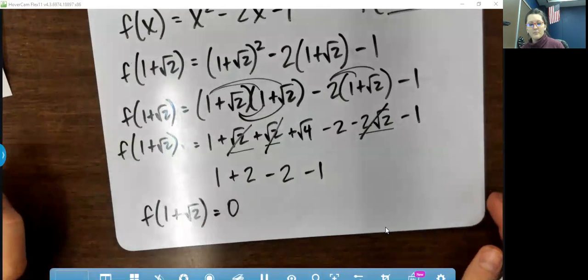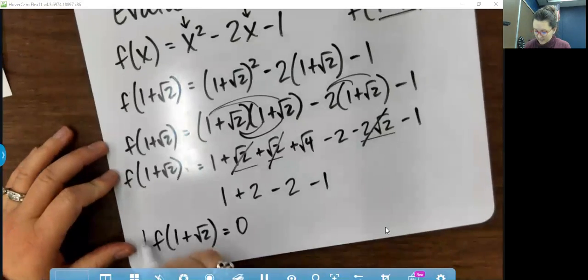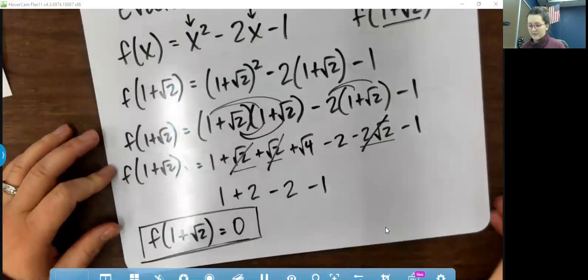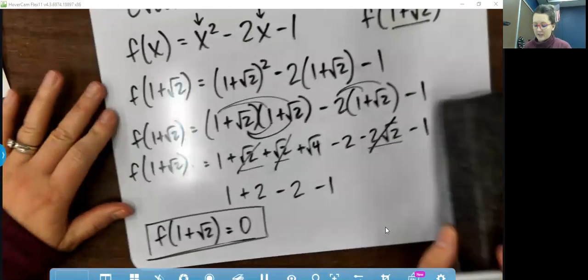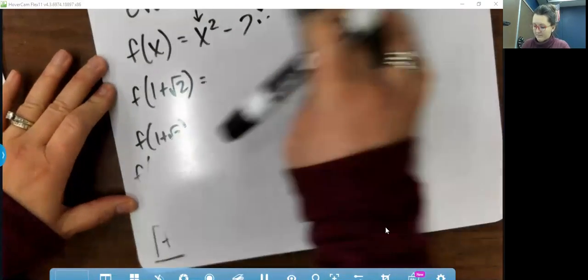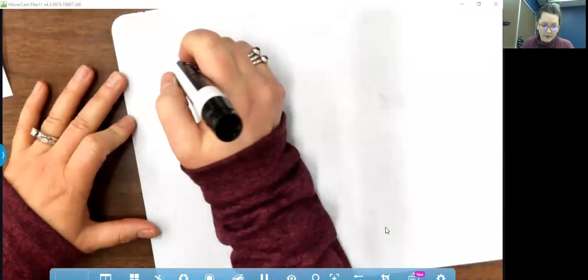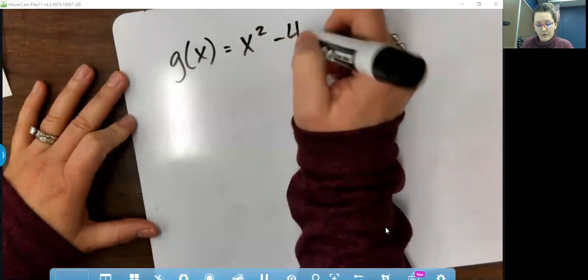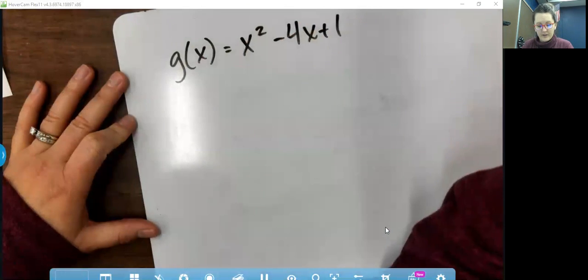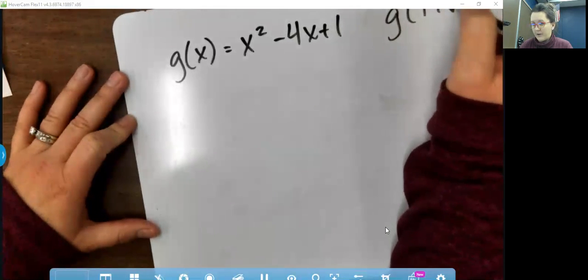Okay, here we go. So f of 1 plus root 2 is 0. I would like to plug that into our Desmos graph to see if that matches. I'll have to do that during our class to show us how that works. Okay, let's do one more example, and then I'm going to let you do the last one. Okay. So we're still evaluating, but now we have a different function. We have our function g of x equals x squared minus 4x plus 1. And our evaluation is g of 1 plus root 5.